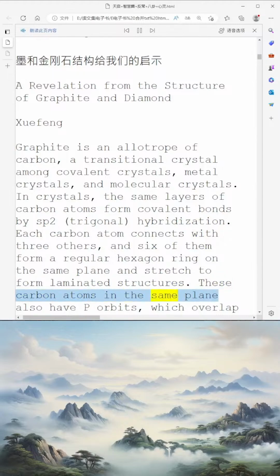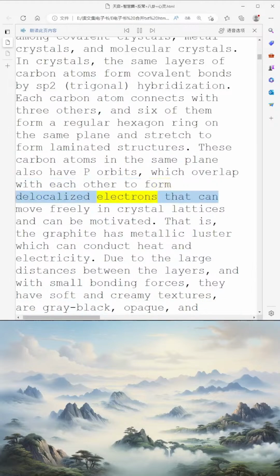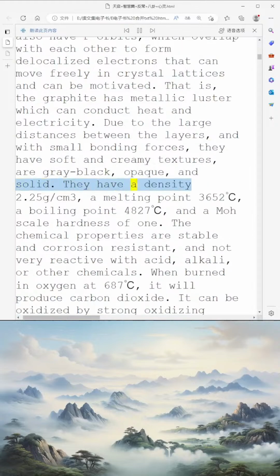These carbon atoms in the same plane also have p orbitals, which overlap with each other to form delocalized electrons that can move freely in crystal lattices and can be motivated. That is, graphite has metallic luster and can conduct heat and electricity. Due to the large distances between the layers, and with small bonding forces, they have soft and creamy textures, are gray-black, opaque, and solid. They have a density of 2.25 g/cm3, a melting point of 3652 degrees Celsius, a boiling point of 4827 degrees Celsius, and a Mohs scale hardness of 1.